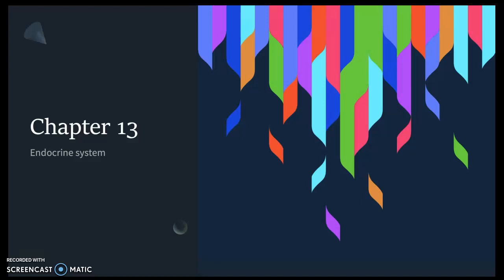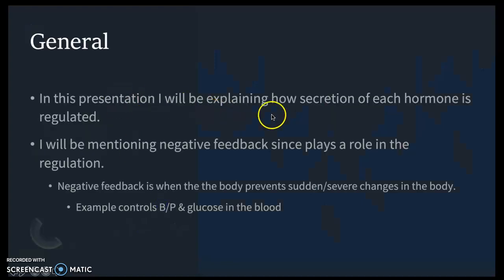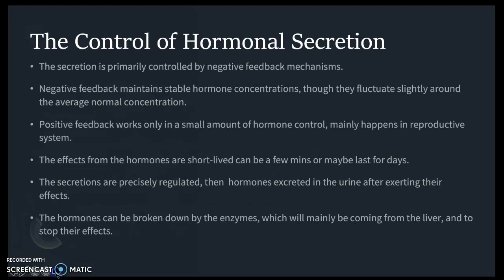Hello. Today I will be discussing Chapter 13, Endocrine System. In this section, I will be explaining how secretion of each hormone is regulated, and I will be mentioning negative feedback since it does play a role in the regulation. Negative feedback is when the body prevents sudden or severe changes in the body. Examples of it are controlling the blood pressure and glucose in the blood.